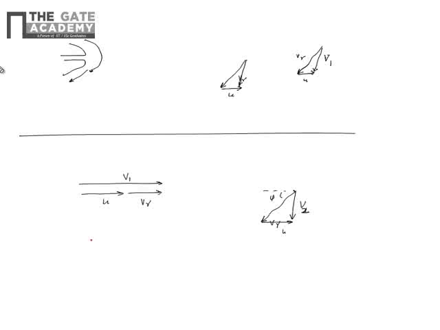So one assumption is that the relative component of velocity does not change. That's an assumption. So relative velocity at the start is Vr, which is v1 minus u, and that is the relative velocity at the outlet also. So that is one thing.